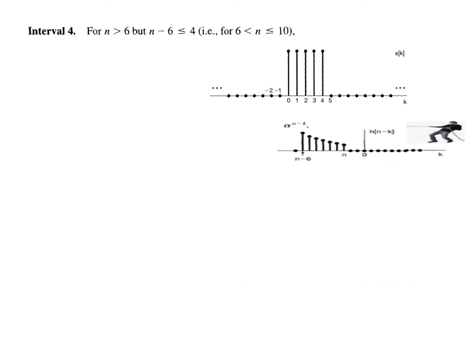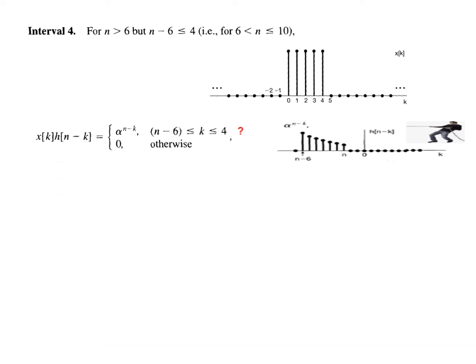And similarly for interval 4, we have now moved beyond 6. So for n greater than 6, because now this has come inside the box, n minus 6 is now inside the box, but it is still less than 4, because the moment this crosses 4, there will be no overlap. So it is less than 4, and from here we can write that n is less than 10 by bringing it to the right. So this is our interval, and now we'll find the limit.